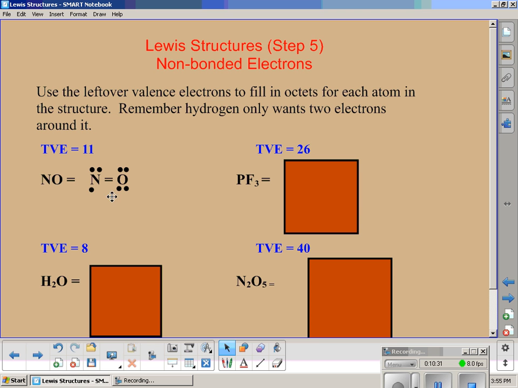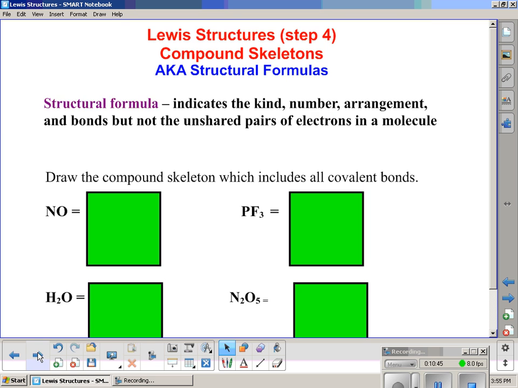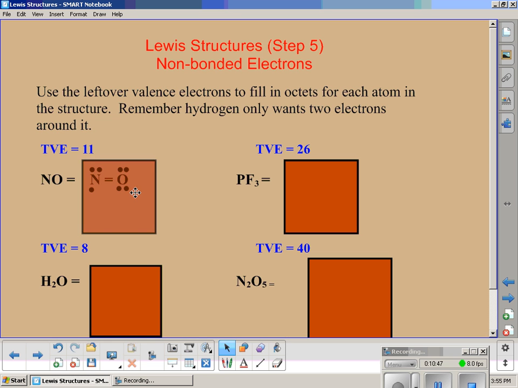This one here is kind of an oddball. Remember when we had our chart way back here? And we came up with a 3, one double bond, the rest single. We didn't need those. One unpaired electron. That's called a free radical. This is kind of an unusual case. You won't see this a lot, but right here, this missing electron makes it a free radical.